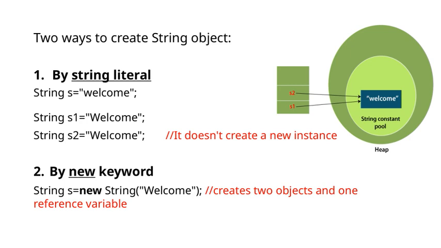Next, we have creating strings with the new keyword. For instance, if I write string s equals new string, welcome, this explicitly creates a new string object in the heap, regardless of whether an identical string exists in the pool. This operation results in two objects, one in the string pool and one in the heap, plus the reference variable points to the heap object. Understanding these two methods is crucial because they impact memory management and performance, which ties back to the broader theme of writing efficient Java code. Recognizing when to use string literals versus the new keyword helps us optimize our applications effectively.